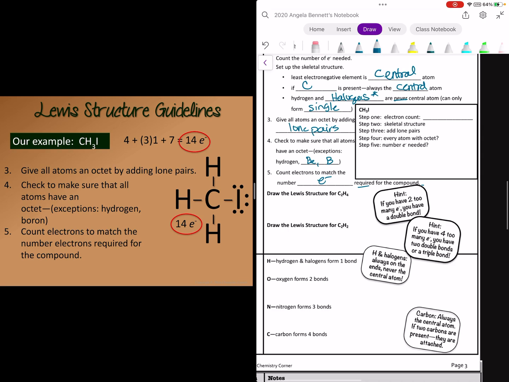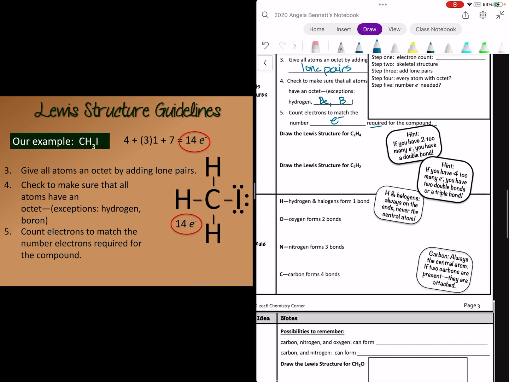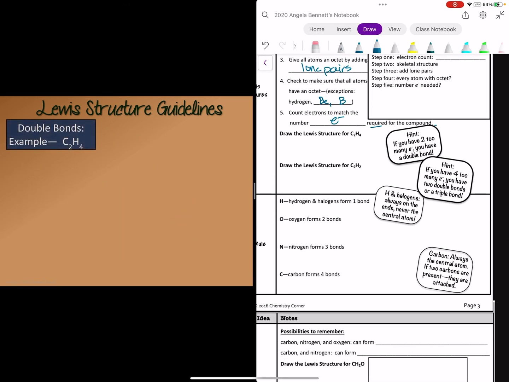Okay, so we've already drawn the CH3I, so we're not going to draw it again because that's a waste of our time. All right, so now let's take a look at C2H4 and C2H2. So I'm going to go ahead and give you a hint. They're going to involve the double and triple bonds, so we got to think about this. So if we take a look at drawing out our skeletal structure, we immediately see we have a carbon. It's going to go in the middle. The issue is I have two carbons.